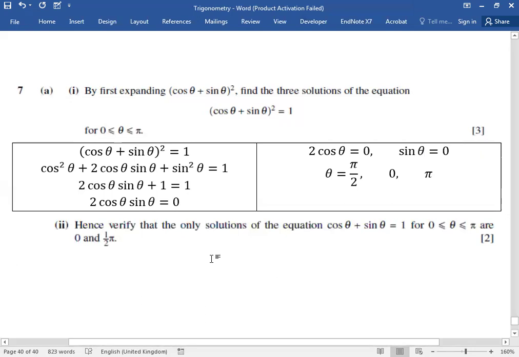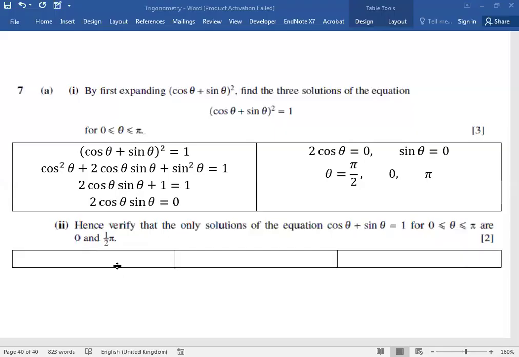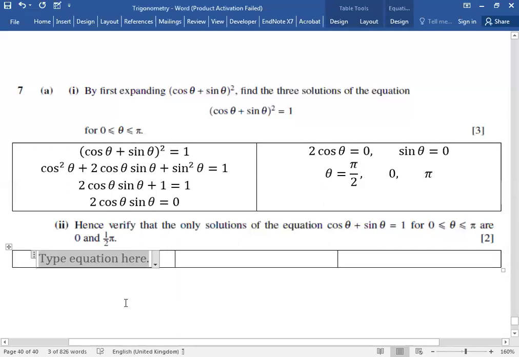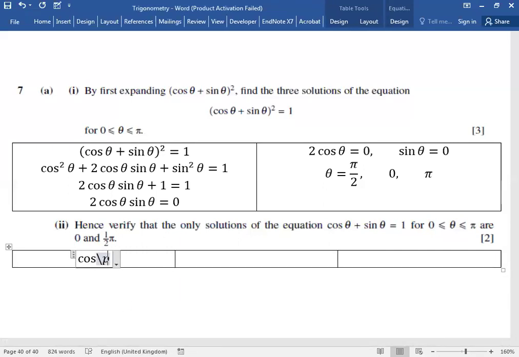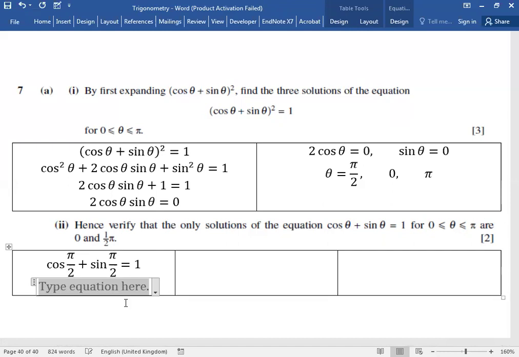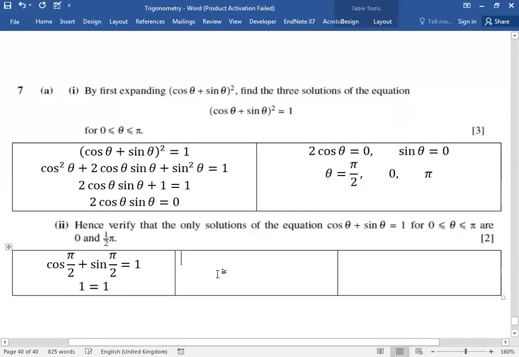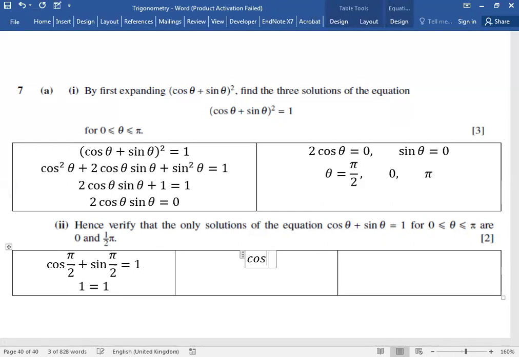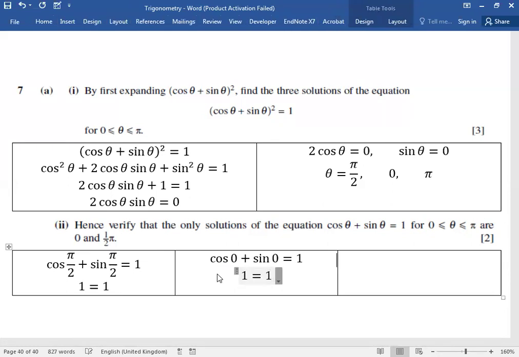Hence, verify that the only solutions of the equation are 0 and half pi. Now how will we do this? Going with your suggestion that we can verify by plugging in the values. Put the value inside cos. Cos of pi by 2 plus sine of pi by 2 is 1. Cos pi by 2 is 0 and sine is 1, so 1. So yes, this does satisfy the equation. That is a solution. And cos 0 plus sine 0 is 1. Cos 0 is 1, sine 0 is 0, so 1 equals 1. This is also verified. Now what about the other one?